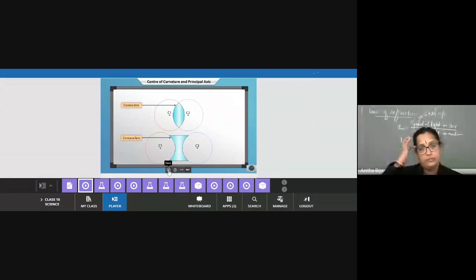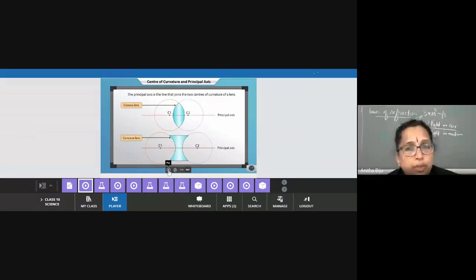Each surface will therefore have its own center of curvature. The principal axis is the line that joins the two centers of curvature of a lens. If you want to write the definition: what is the principal axis of a lens? The principal axis is the line that joins the two centers of curvature of a lens. Simply, one sentence you can write in your copy.